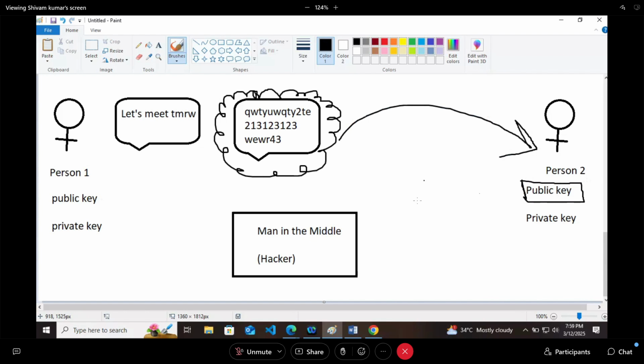Now even if this hacker is trying to steal the information, what does he need here? The private key of person 2, and the private key is not available to use, right? It is not available to use.